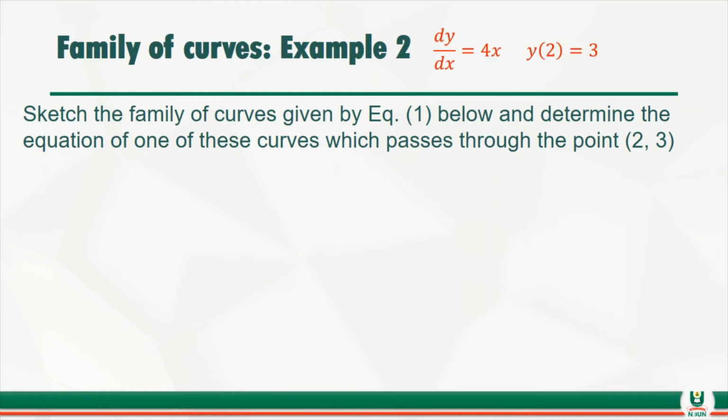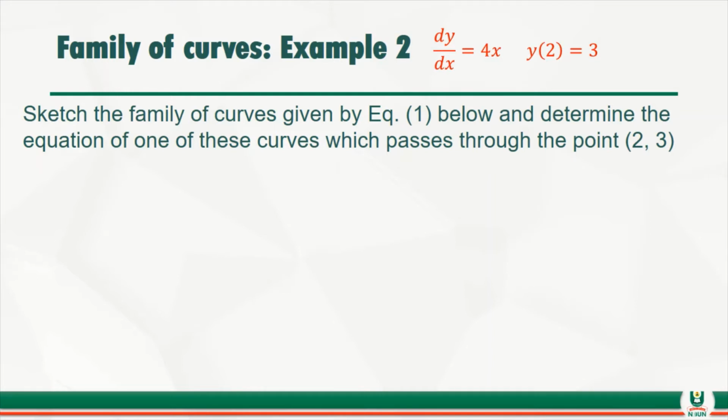Example 2: dy/dx is equal to 4x, and in this case we have y of 2 to be 3. You will notice that here I've been good enough to specify the point, and the point here is 2, 3. Okay, so let's continue. The question now is this: we are asked to sketch the family of curves given by equation 1 below and determine the equation of one of these curves which passes through the point 2, 3.